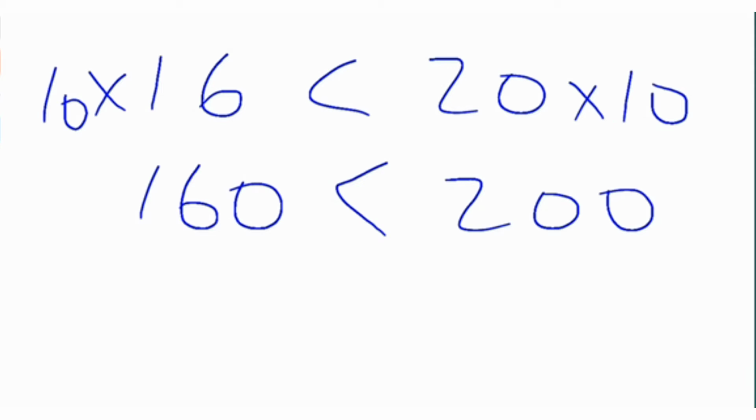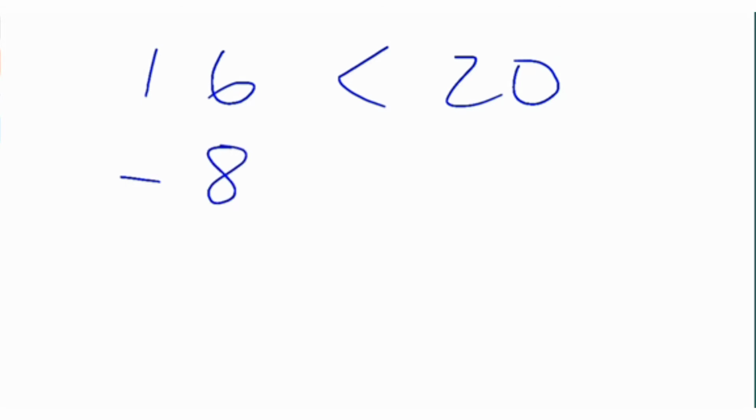Let's divide both sides by a negative number and see what will happen. 16 is less than 20. Now let us divide both sides by -2. 16 divided by -2, the answer is -8. And 20 divided by -2, the answer is -10. Now, is our left-hand side still less than our right-hand side, like in the previous inequality?